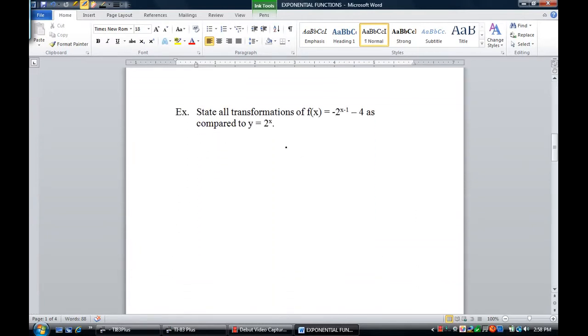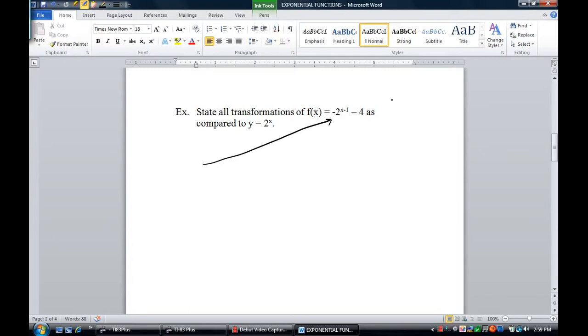What we're going to do is look at the transformations of y equals 2 to the x, and this is how it's going to look. So we're going to take each one of these and talk about how it changes. Hopefully you're seeing a link about a video of transformations that I've already made. So if you need to, take another good look at that.